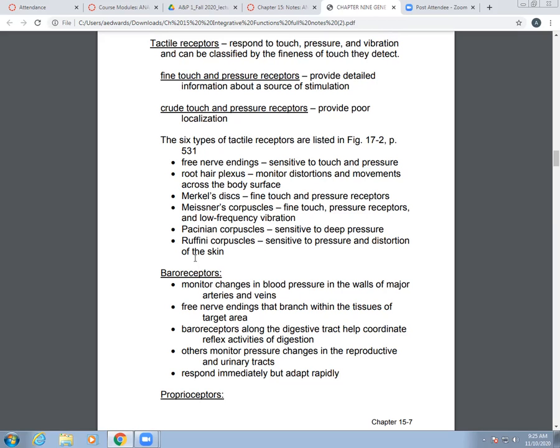Remember, distortion, you're saying like if I'm moving it out of normal position, right? So that's the tactile receptors.